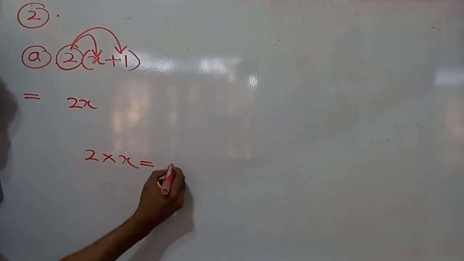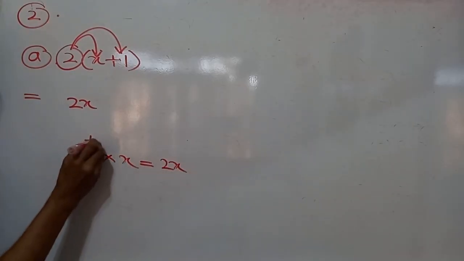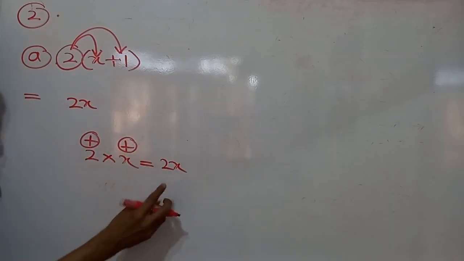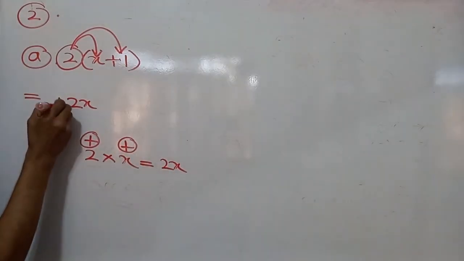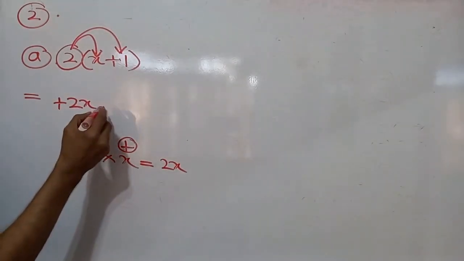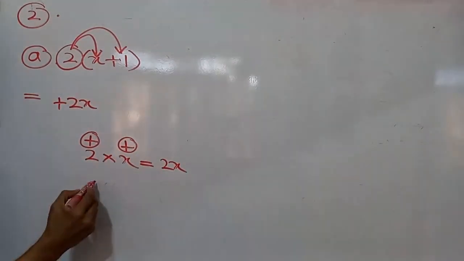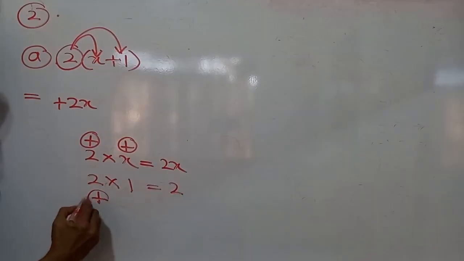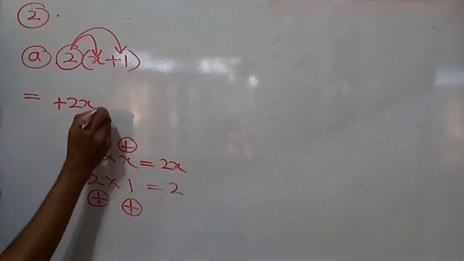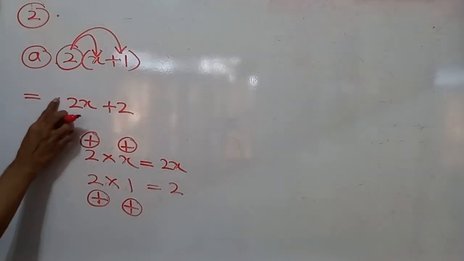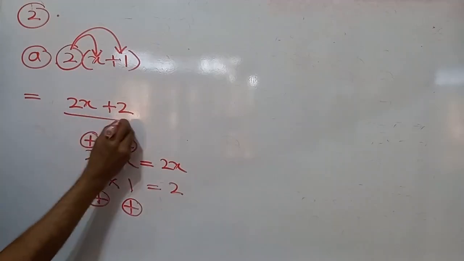2 into x. We know that is what? 2x. But this is a positive value. This is also a positive value. Positive into positive, we know the answer is positive. So this is a positive value. Right? Next, the next part. 2 into 1, we know that is 2. Positive into positive, we know the answer is positive. Right? Whether we write the positive sign or not, it is the same. So this is the answer.